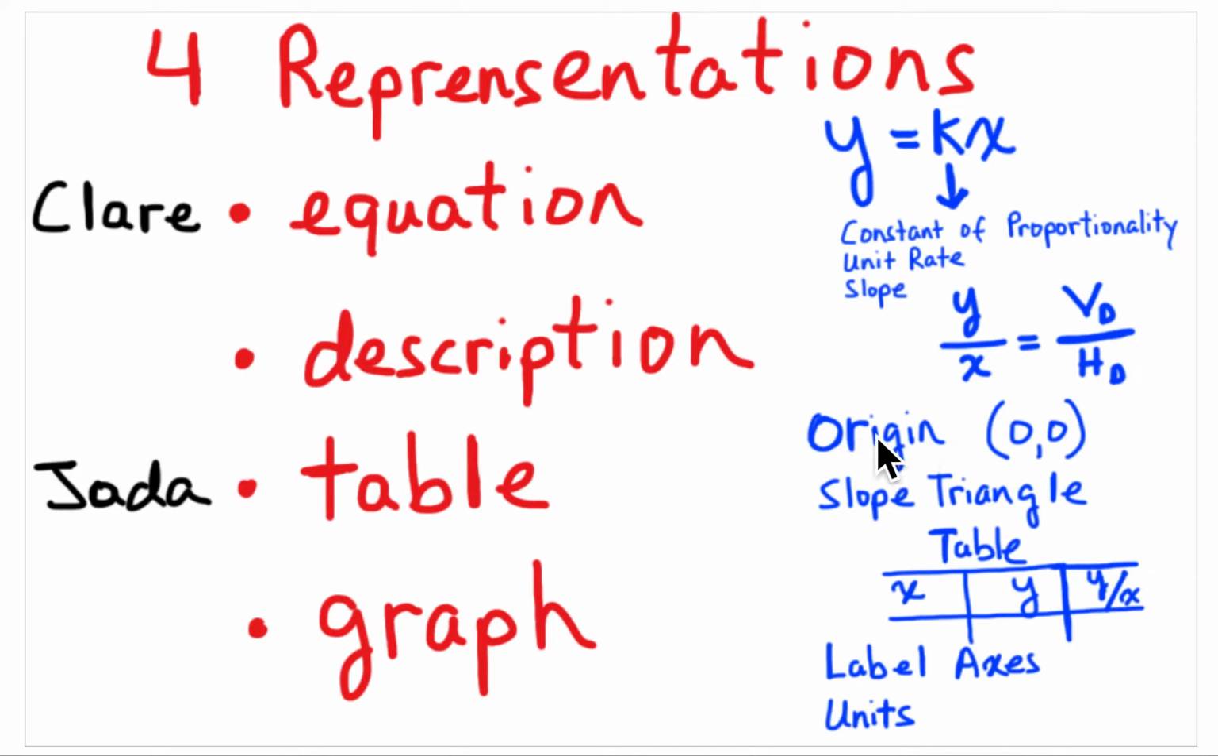Remember, it goes through 0, 0. So think about that slope triangle. As you look at the graph, it slides right up against the x and y axes at point 0, 0. That makes writing the equation easy. You don't have to subtract anything from y or add anything to y, nothing subtracted or added to x. It's just y over x. It's going to give you that constant of proportionality.